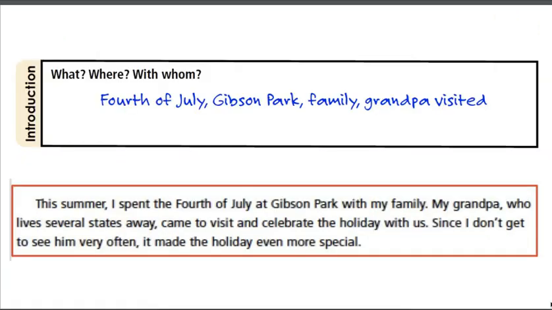Let's take a look at the organizer and the paragraph next to each other. So 4th of July, Gibson Park, and family, all of that information is included in the first sentence. This summer, I spent the 4th of July at Gibson Park with my family. The next sentence includes Grandpa's visit. My grandpa, who lives several states away, came to visit and celebrate the holiday with us.